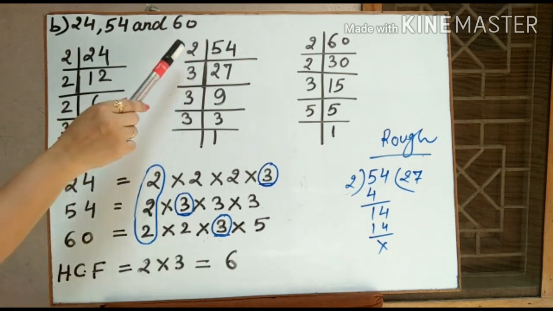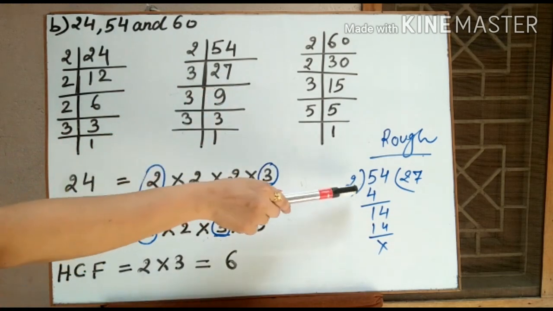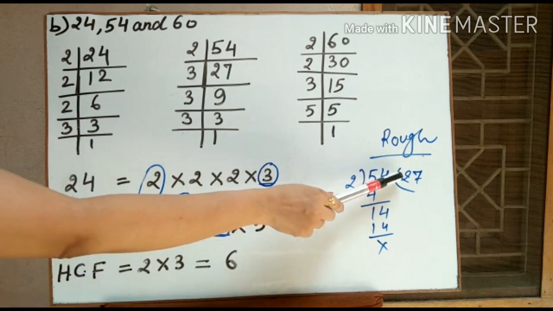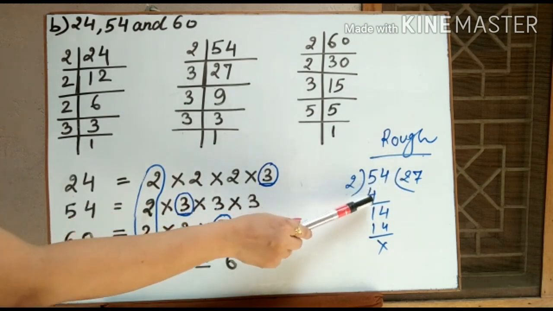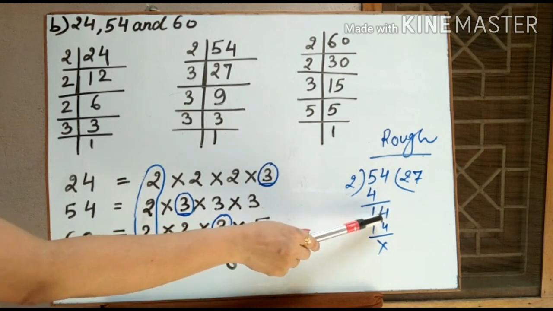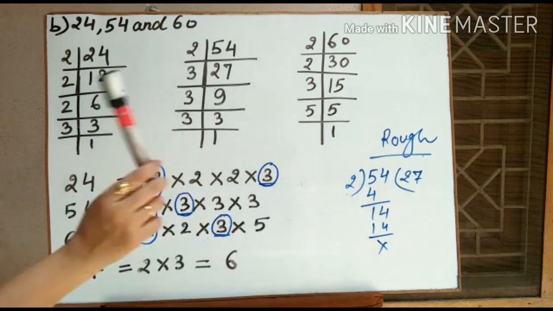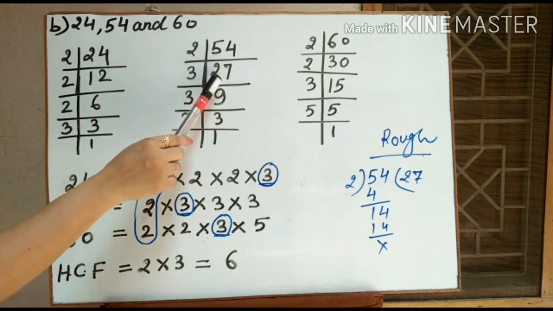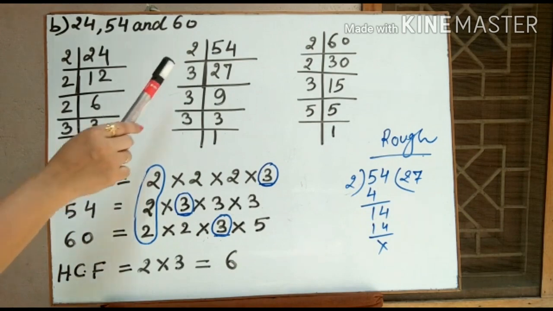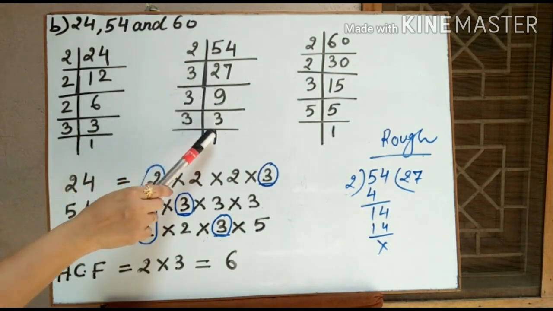Similarly 54. 2 2s are 4 and 2 7s are 14. How? You can do rough work inside. 2 2s are 4. 5 minus 4 is equal to 1. And we will write the next digit. Now the new number is 14. 2 7s are 14. That's why 27 will be here. Now 27 can be divided by 3. 3 9s are 27. 3 3s are 9 and 3 1s are 3.